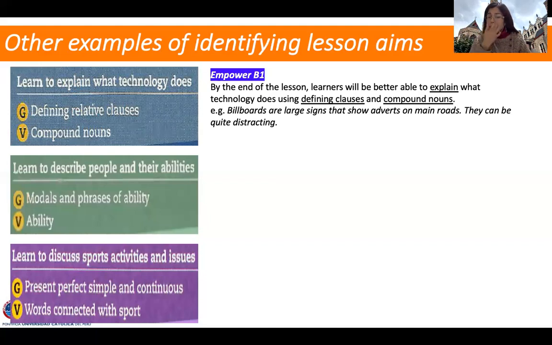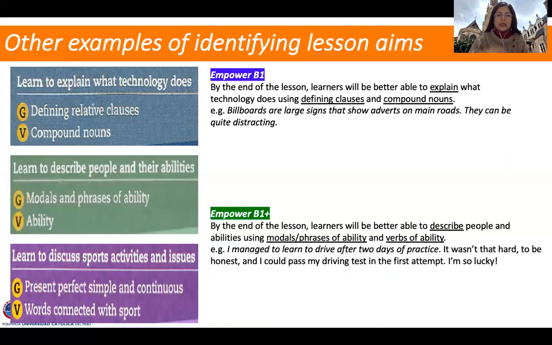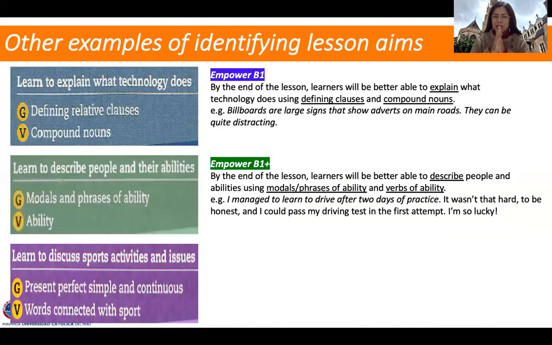So what is the language I expect my students to produce? Well, billboards are large signs that show adverts on main roads. They can be quite distracting. That was Empower B1, intermediate 5. Let's take a look at the next, Empower B1 plus. The higher the level, the more complex my aim becomes. This is lesson 4A, intermediate 7.